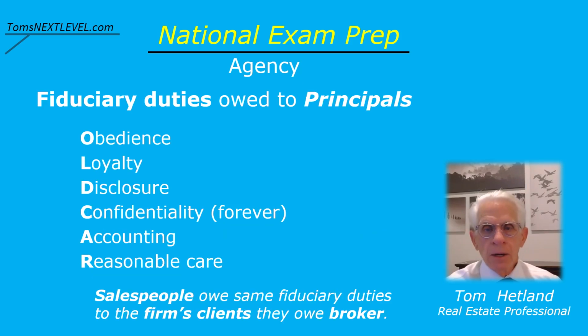In an agency relationship between a principal and an agent, the agent owes fiduciary duties to their principal. So, pause for a second. Who's your principal as a salesperson? Your broker. You owe these same fiduciary duties to your principal, to your broker. Who's the principal for the broker? Well, that's the client. That's going to be the buyer or the seller or the landlord or the tenant, whoever signs the agency agreement. So the broker owes fiduciary duties to their clients, who are their principals.